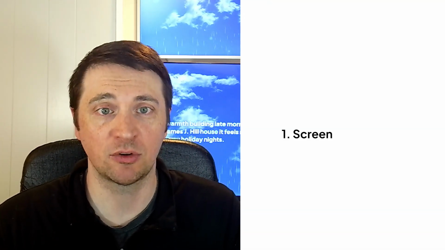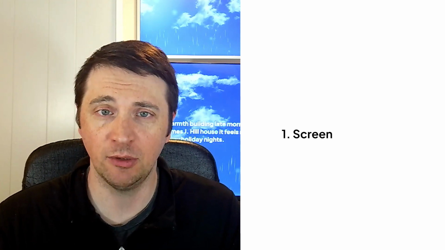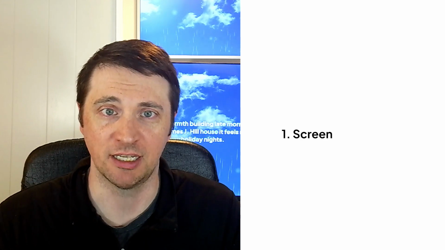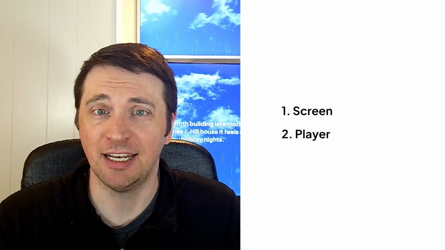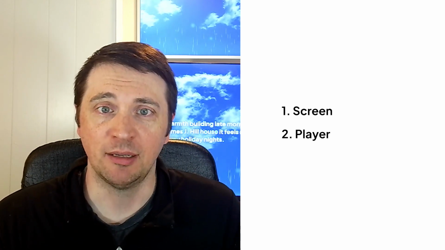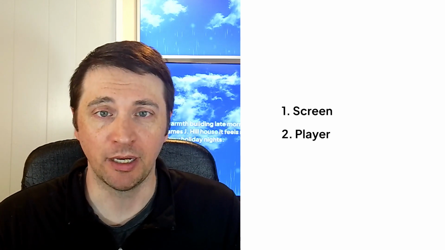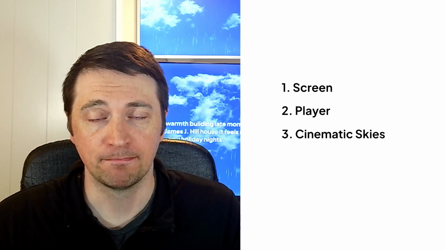There are a few things that we'll need for this project, and the first thing we need is a screen. It could be a smart TV, a not so smart TV, a projector, a video wall, just some way to display your content. The second thing that we need is a player. Now this could be a player software like an app for a smart TV, or it could be a standalone player like the BrightSign I'm using in this video. Any number of players can play back this content. The last thing that we need is Cinematic Skies from ScreenFeed.